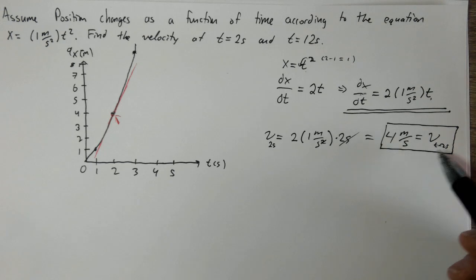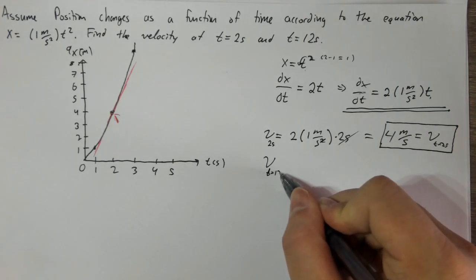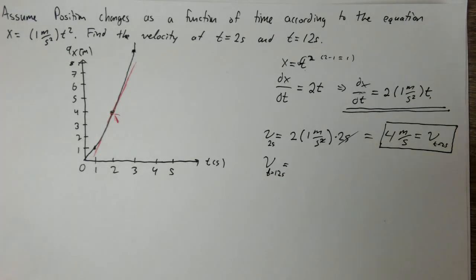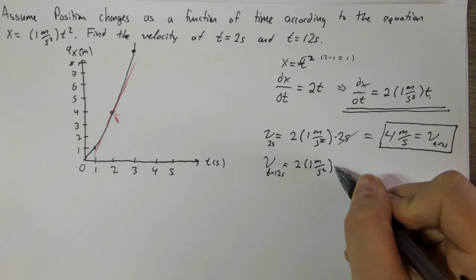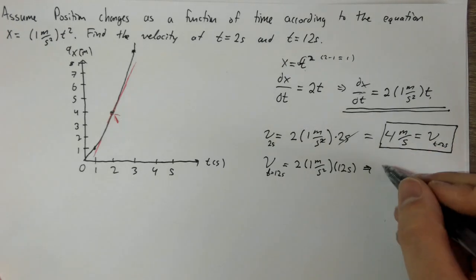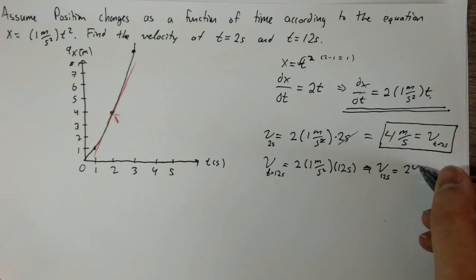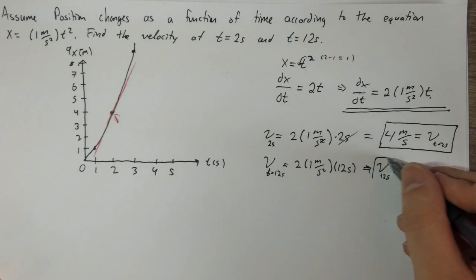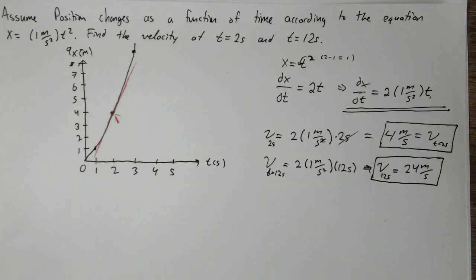Now notice we don't have a direction, so this is the speed, not the velocity. Just a side note. Now let's calculate for t equals 12 seconds. So we get 2 times 1 meters per second squared times 12 seconds. And so now at 12 seconds, our particle is going 24 meters per second. And so that is how you do an instantaneous velocity calculation.